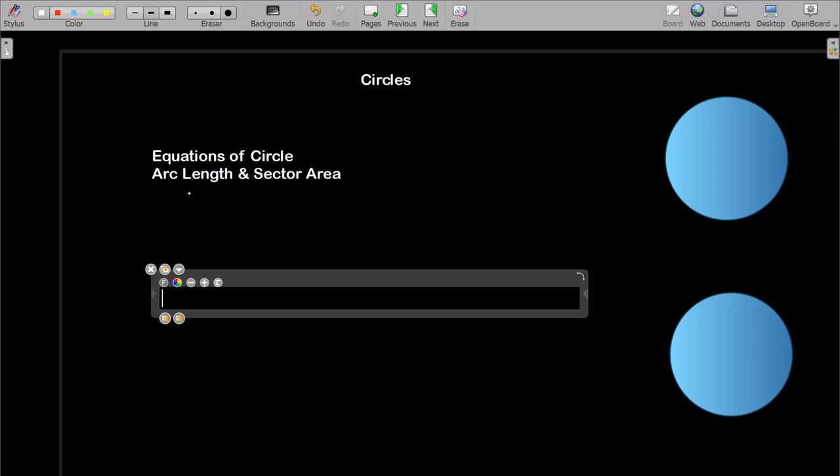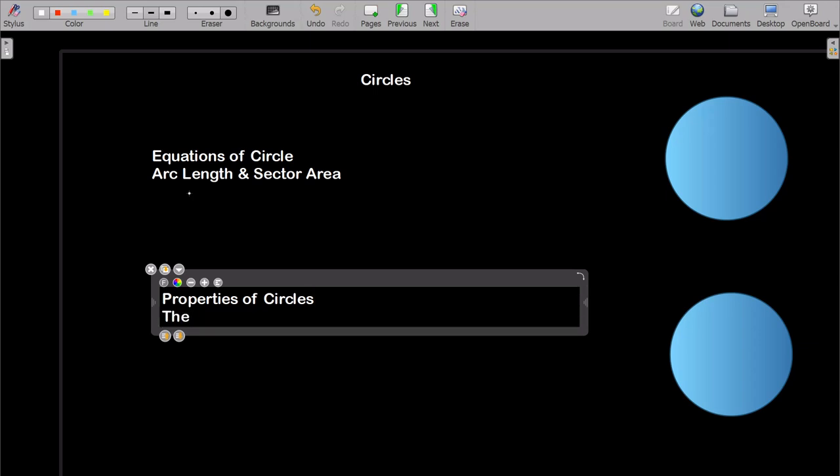So the other topics are properties of circles. Properties involve tangents, secants, chords, theorems. There are a lot of theorems, inscribed angle theorems, that we will be doing. Equations is done. And then theorems, inscribed angle theorems, and angle in a semicircle.